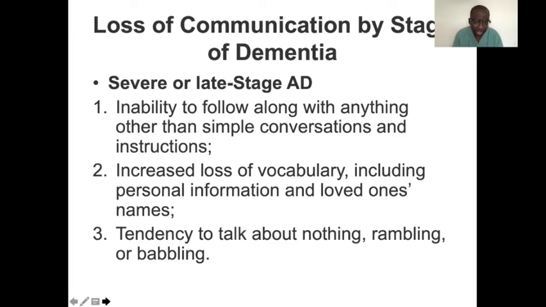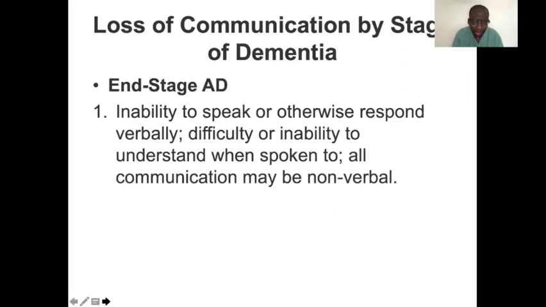And then there's a tendency really to ramble or babble or just not say anything at all. And this is what we start to see during those late stages of Alzheimer's disease. And ultimately what happens as the disease reaches the end stages is that these patients are no longer able to speak. They're no longer able to even respond verbally, and they're no longer able to understand what's being said to them. And they just become nonverbal, they become mute.